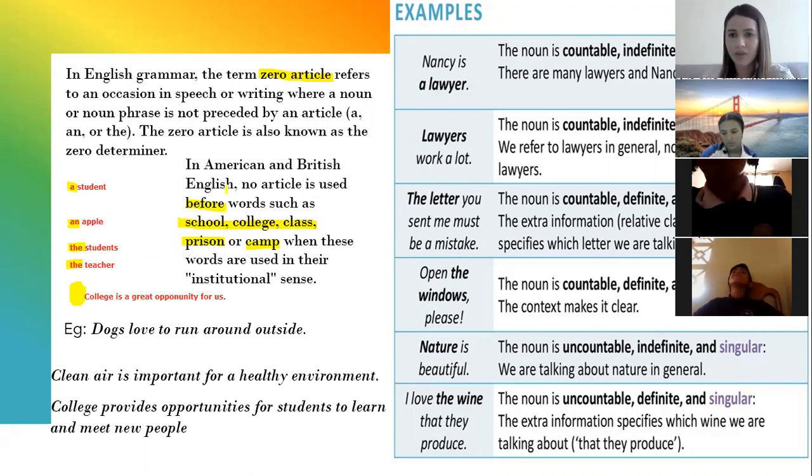So en la pronunciación son diferentes. Do you understand, Grace? Grace, are you clear?